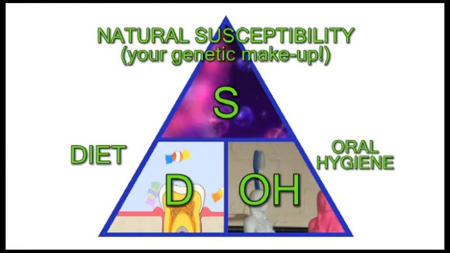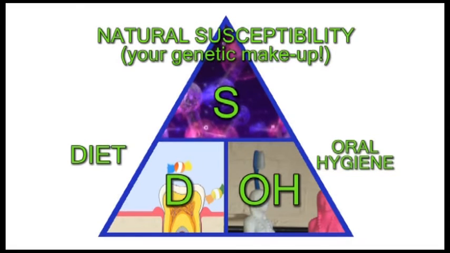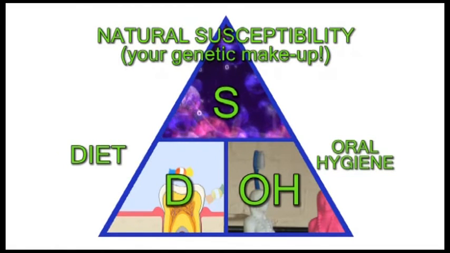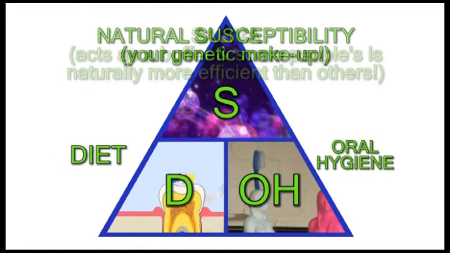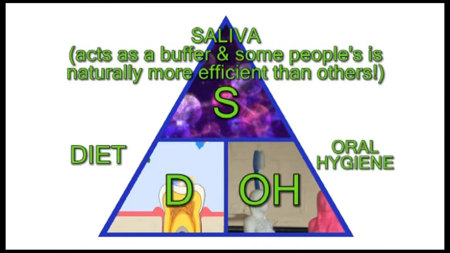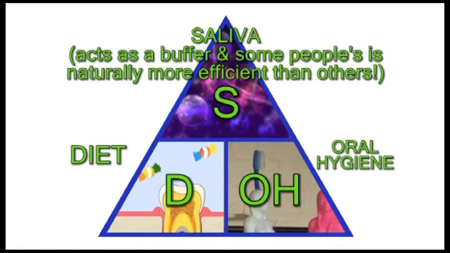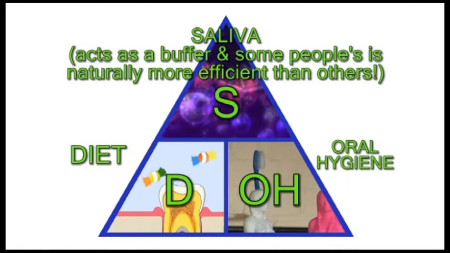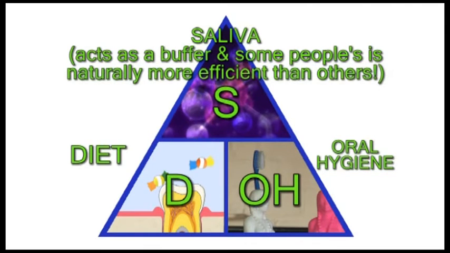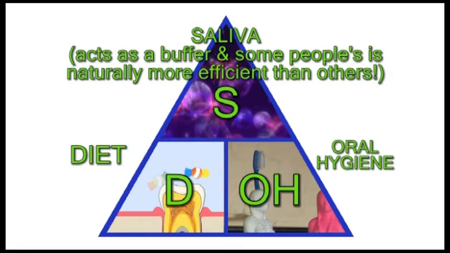Remember, a young, healthy mouth also depends on your body's natural level of susceptibility, which in turn depends on your genetic makeup. Your individual genetic makeup determines how good your saliva is at buffering the acid in your mouth. Some people have naturally more efficient saliva than others, which is why even brothers and sisters eating the same diet will still vary in the amount of tooth decay they get.